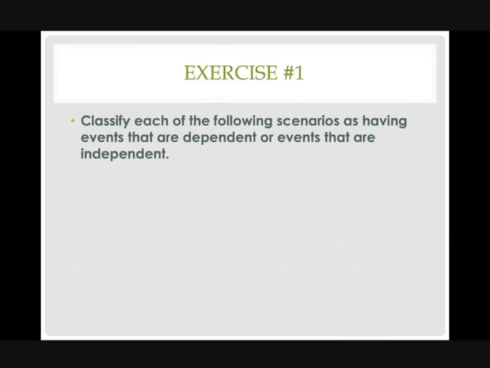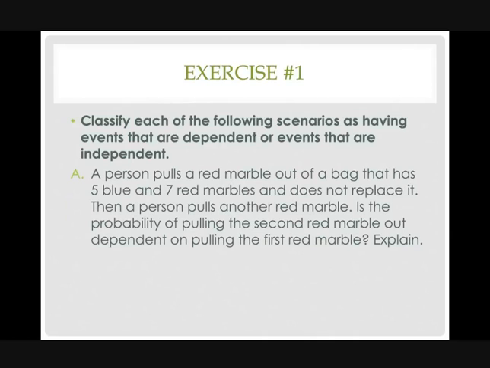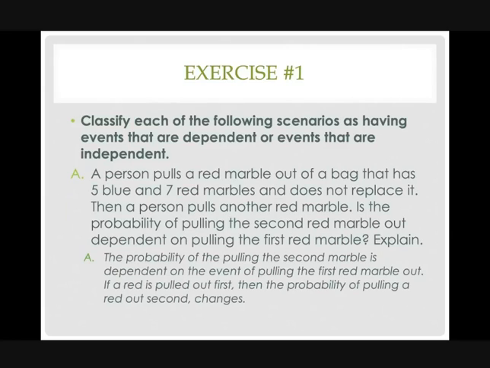So, exercise 1. Classify each of the following scenarios as having events that are dependent or independent. A person pulls a red marble out of a bag that has 5 blue and 7 red marbles and does not replace it. Then a person pulls another red marble. Is the probability of pulling the second red marble dependent on pulling the first red marble? Explain. Well, the probability of pulling the second marble is dependent on the event of pulling the first red marble out. If a red is pulled first, then the probability of picking a red out second changes.